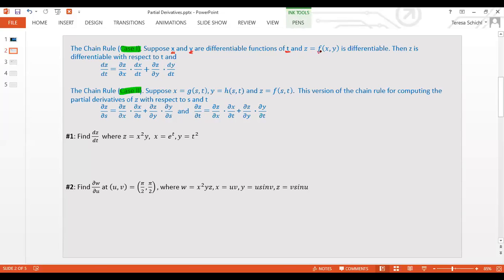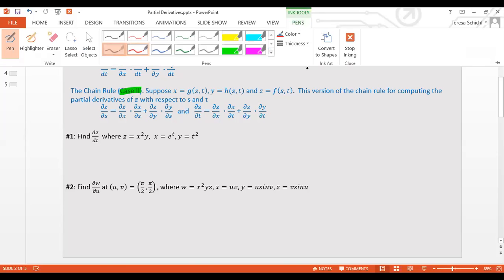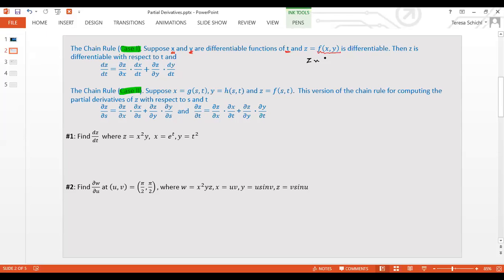So if you substitute x and y into the function z, z is going to be a function of t. The x is equal to a function of t and the y is equal to a function of t. So when you substitute into z equal to f of x, y, then z is a function of t. Now what is the derivative of z with respect to t?